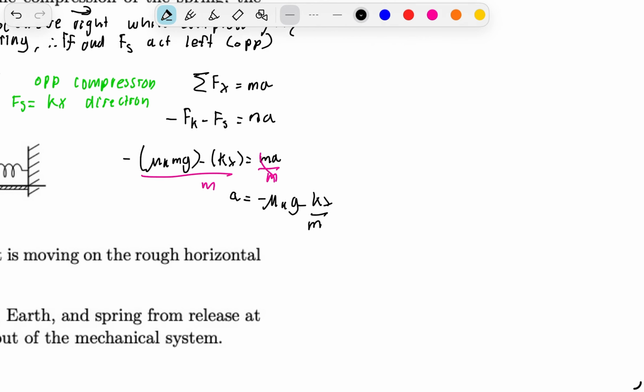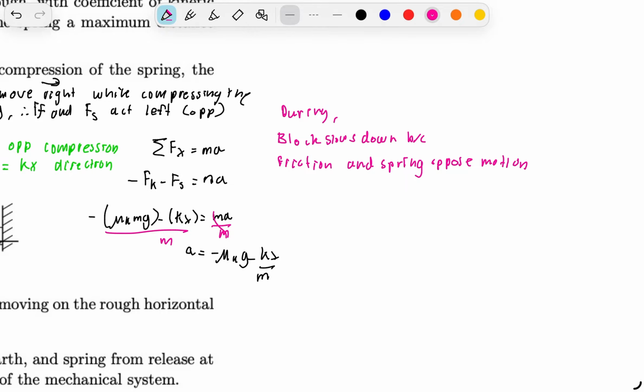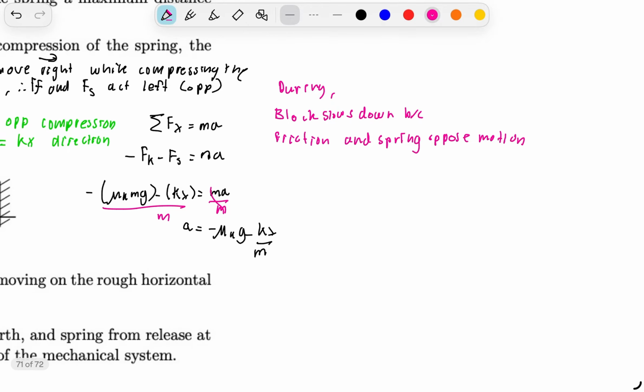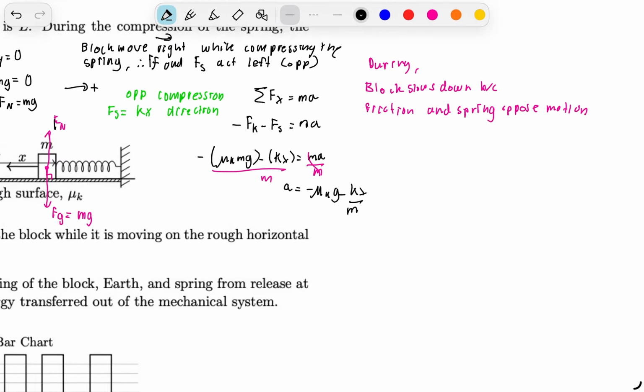So the reason why this matters is because during our compression, the block slows down because the friction and also the spring oppose the motion. This makes sense because our friction is going to be degrading our total energy that we have available to do work, and also our spring is going to be constantly encouraging the block to go back towards equilibrium, so it's going to decrease the amount of energy we have to continue this movement back and forth.